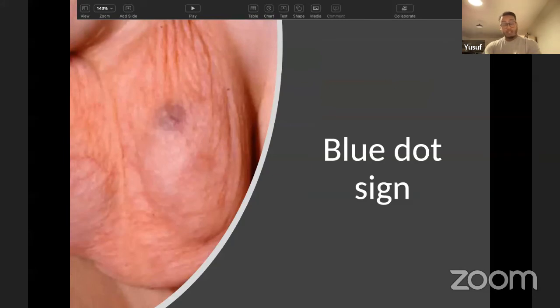Cool. So this is the blue dot sign that you classically see. As I mentioned, you get this release of cytokines and inflammatory mediators when you have these testicular appendages torting on their own axis. Sometimes you'll get this blue dot sign where the scrotum is blue precisely over where this torted appendage is. But it is important to bear in mind that you don't always get this. So you can have a torted testicular appendage and not have the blue dot sign. In fact, the blue dot sign isn't super common, so I wouldn't rely on that to make your diagnosis.